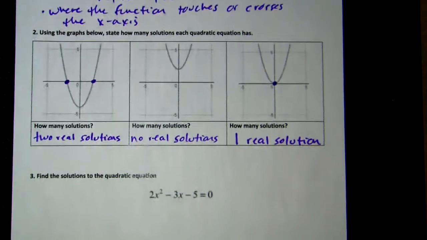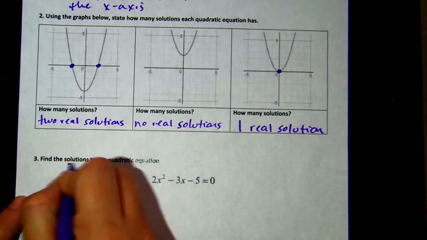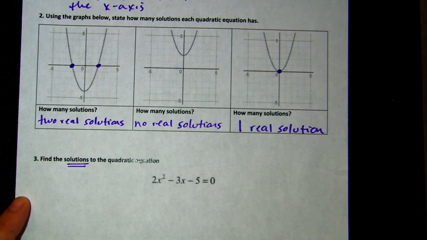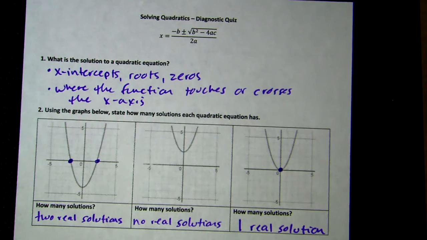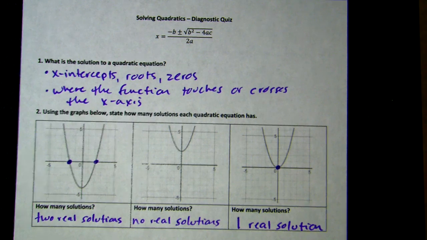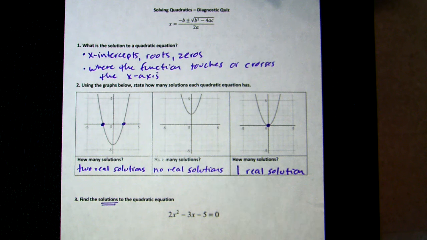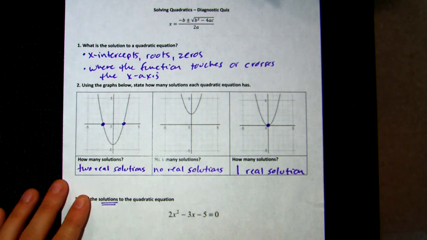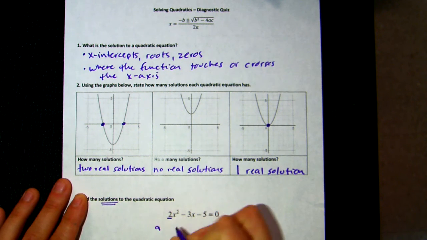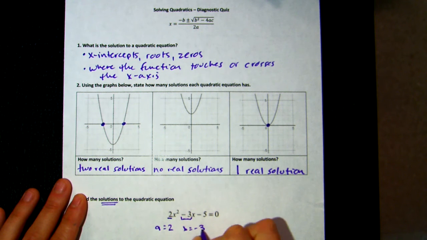So moving on from our definitions, we're going to look at our quadratic formula. It says find the solutions to the quadratic equation. To find those solutions, I can use my quadratic formula, which is up here. So I'm going to start by labeling. I'm going to zoom this out a little because we need the formula at the top there, don't we? Okay, I'm going to start by labeling my A, B, and C values. 2 is A, negative 3 is B, and negative 5 is C, because there's a negative in front here.